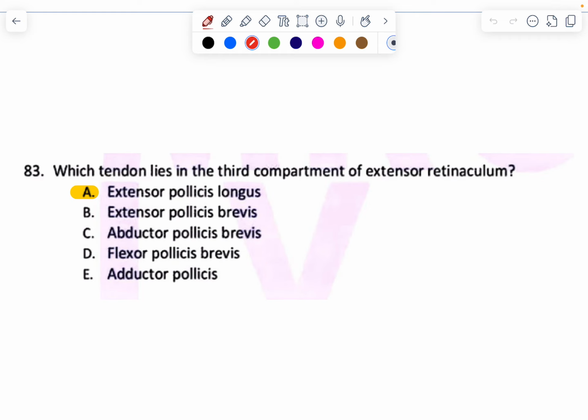Then whatever passes with radialis is in the second compartment. Then extensor digitorum and extensor indicis in the fourth. Fifth is extensor digiti minimi and sixth is extensor carpi ulnaris.